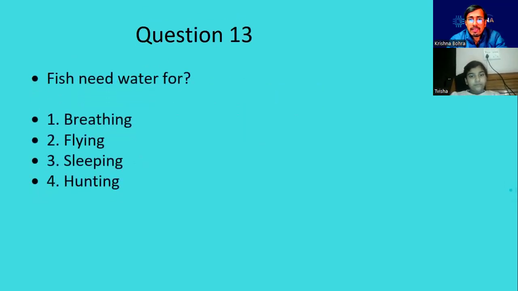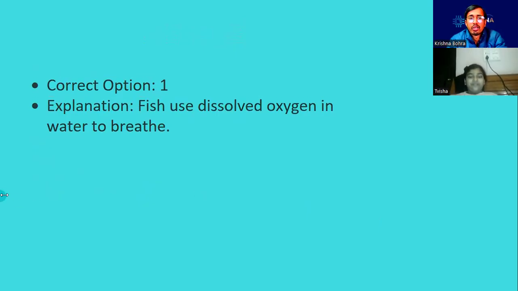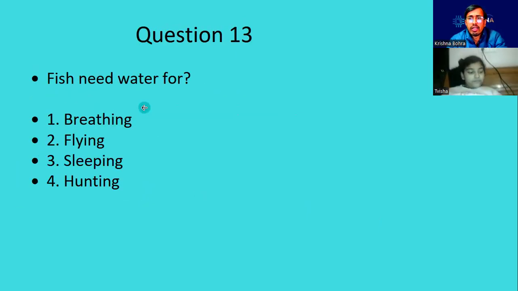Let's move on to question number 13. Fish need water for breathing, flying, sleeping, and hunting. Okay, option 1. You are absolutely correct. So they take water through their gills, and in that particular water, they absorb dissolved oxygen, only for breathing.